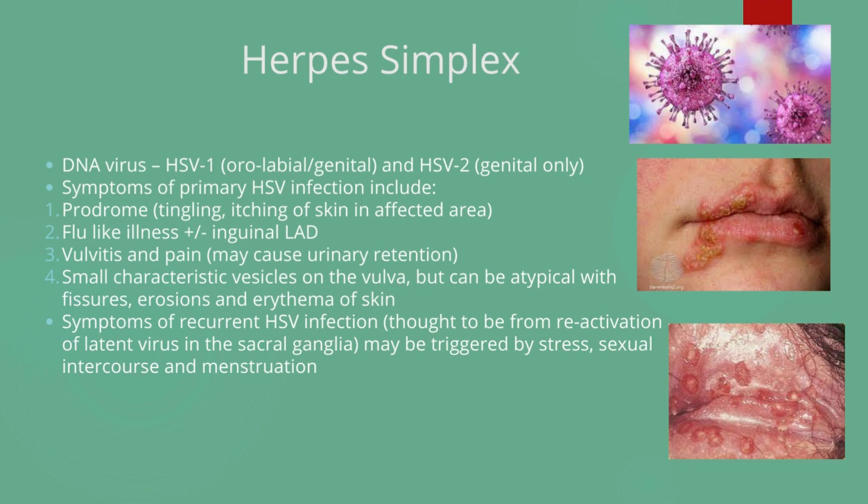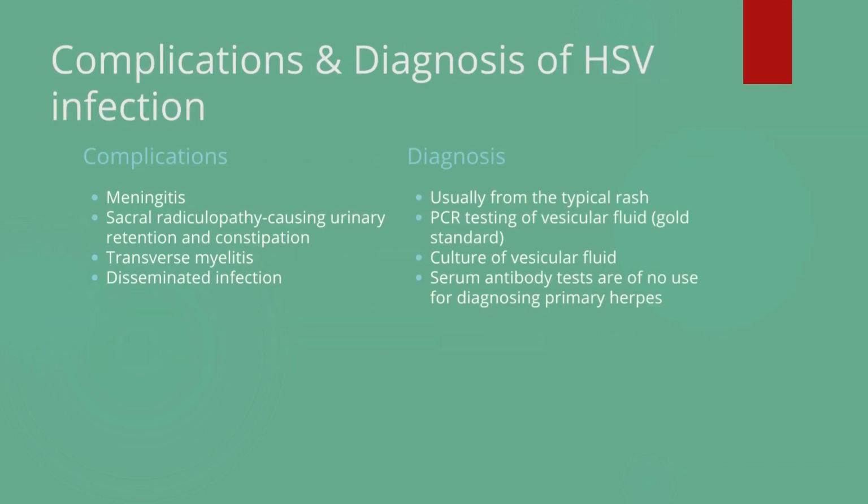Small characteristic vesicles are seen on the vulva, but can be atypical with fissures, erosions, and erythema of skin. Symptoms of recurrent HSV infection are thought to be from reactivation of latent virus in the sacral ganglia, and it can be triggered by stress, sexual intercourse, and menstruation. The complications and diagnosis of HSV infection.